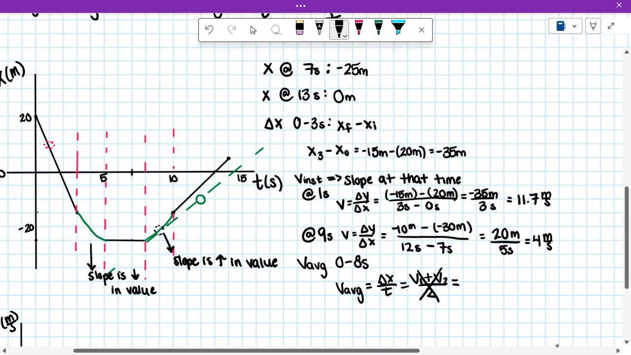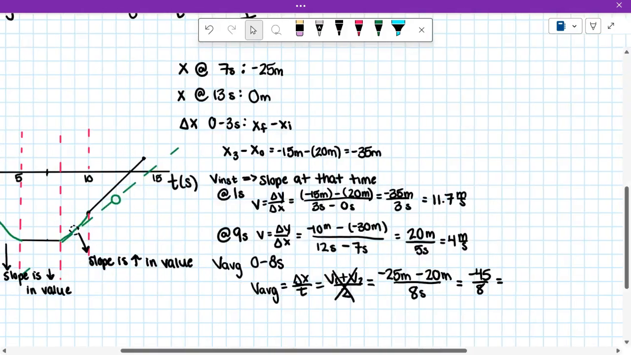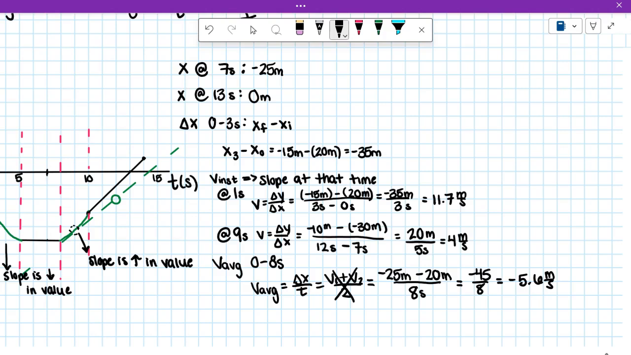So at 8 seconds, my position is negative 25, minus my position at 0 seconds, which is a positive 20. And that occurs in 8 seconds. So negative 45 over 8 is negative 5.6 meters per second. So what that means is, on average, between 0 and 8 seconds, I am traveling 5.6 meters in every second. That's what that number means, on average.